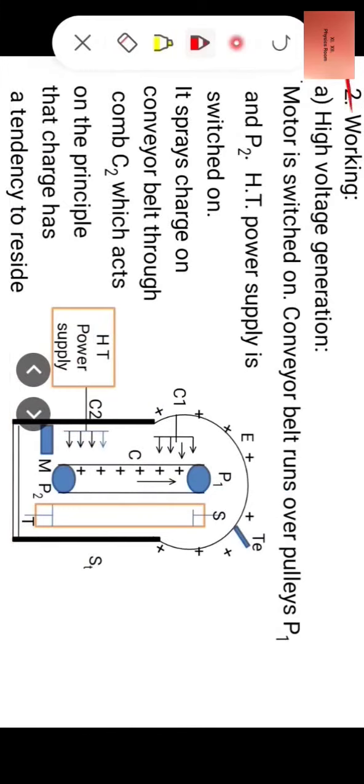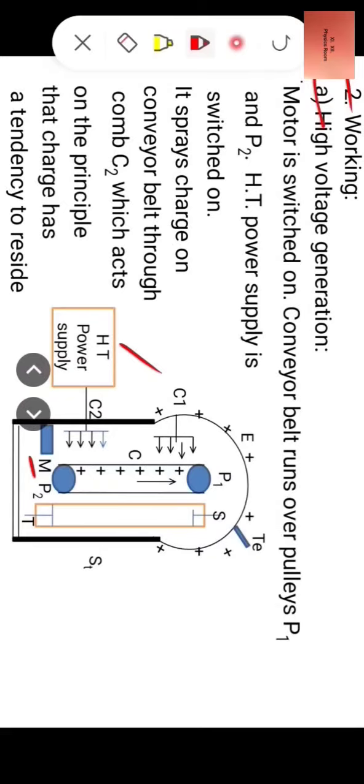2. Working. Working we study in two parts: A. High voltage generation and B. Particle acceleration. We take up one by one. First we take up A. High voltage generation. Now motor M is switched on. Conveyor belt runs over pulleys P1 and P2. HT supply is switched on.